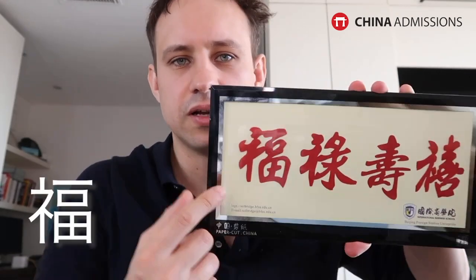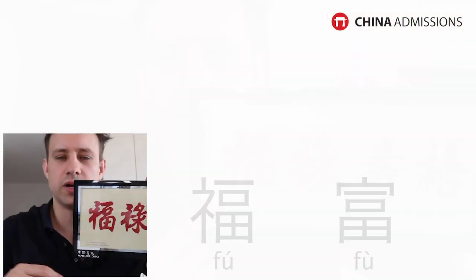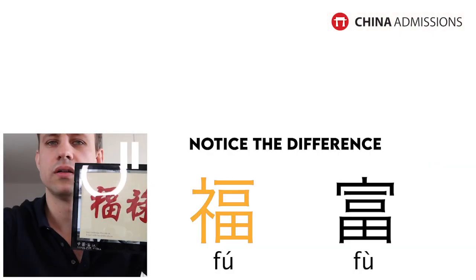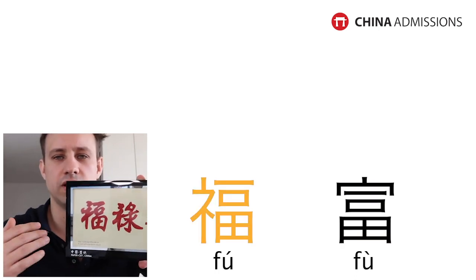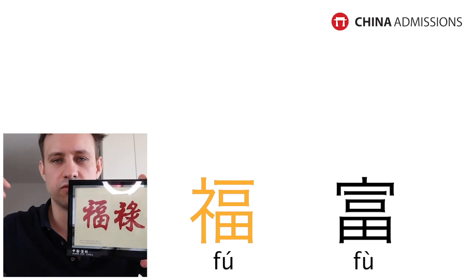So if I see another similar character, I can guess the meaning. So let me check this. This is an award that I won. And the first character, you can see it's actually very similar to Fu. This is pronounced Fu. It's pronounced differently, with the tone rising instead of falling.